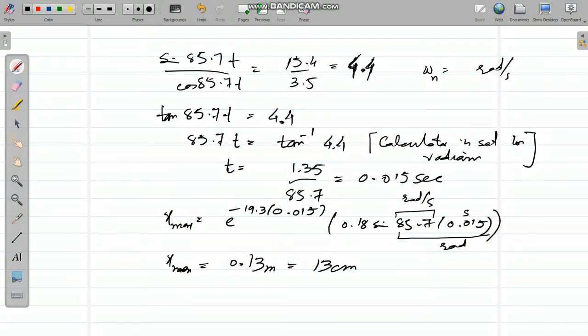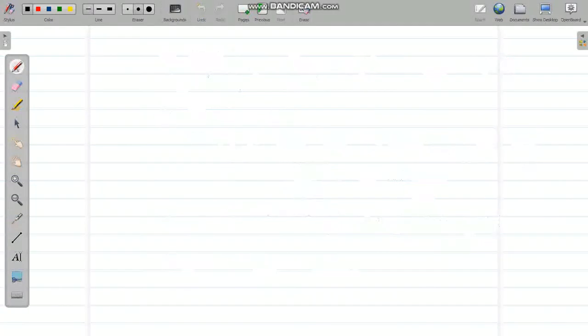This is the maximum displacement when your mass of 4.53 kg, moving at a speed of 15.24 meter per second, hits the platform containing the spring and a damper. It can reach a maximum displacement of 13 centimeter in 0.015 seconds.